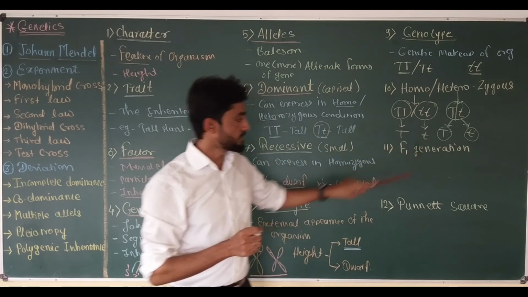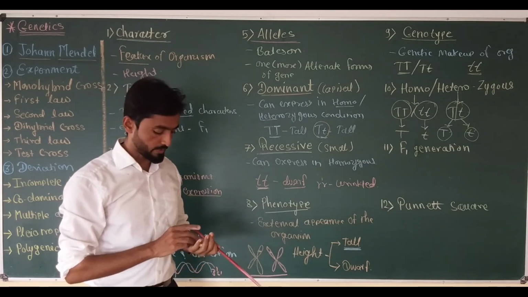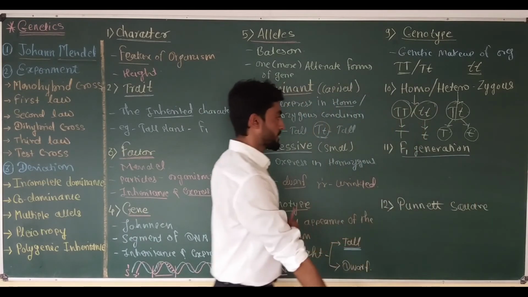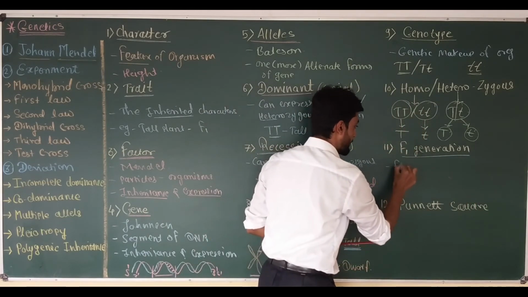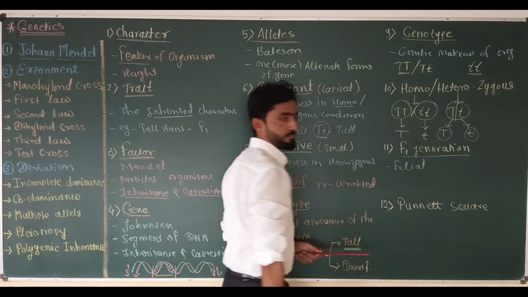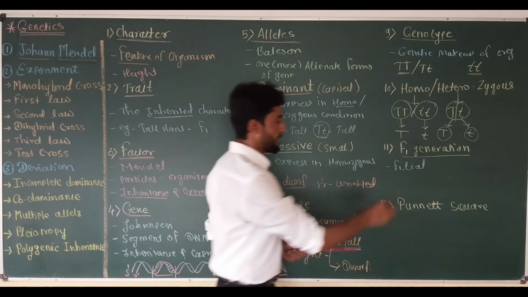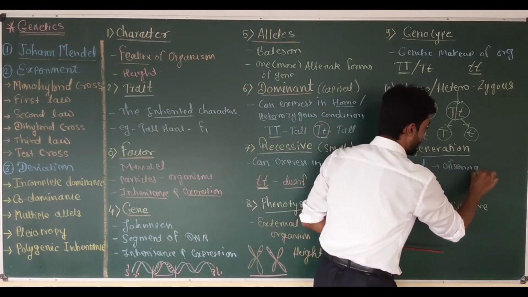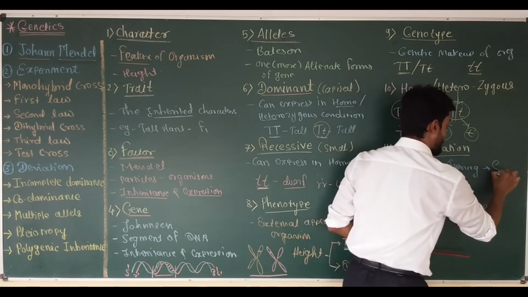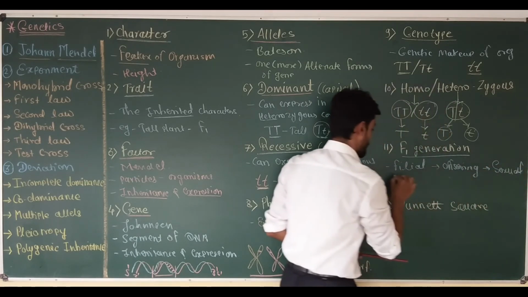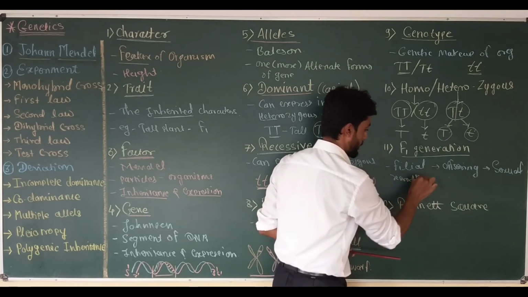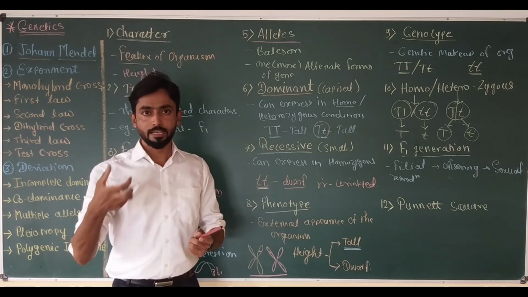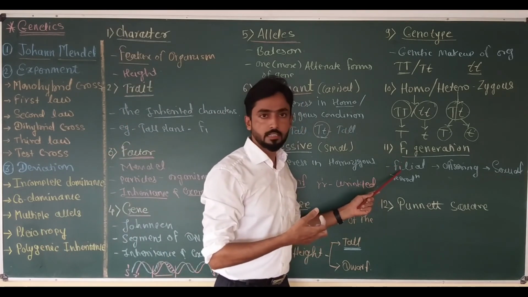Now the second last term of today's video is the F1 generation. This F is nothing but the filial one generation. Filial means offspring produced from sexual reproduction. So any progeny which is produced after sexual reproduction is nothing but the filial generation.